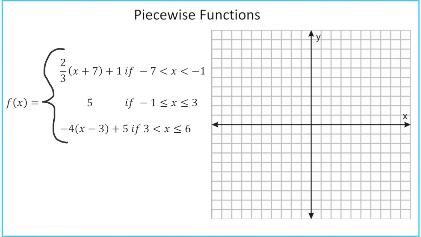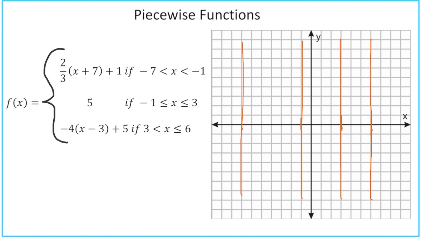All right, so I'm going to start by figuring out when do these three separate pieces happen? What are the x values for each one? So the first one goes from -7 to -1. In between those two lines is my first one. The second one goes from -1 to +3. And the last section goes from +3 to +6. So now I know when each section will occur. So let's start with the first one.